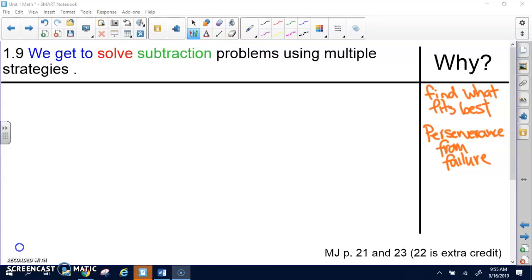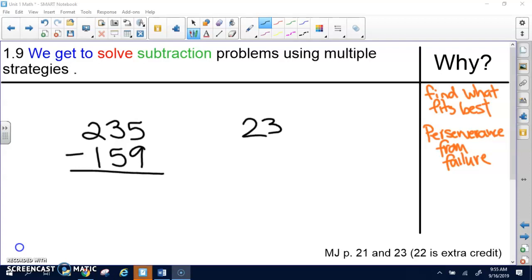there's two strategies I want to show you today. 235 minus 159 is what we worked on. I'm going to do this twice. 235 minus 159.